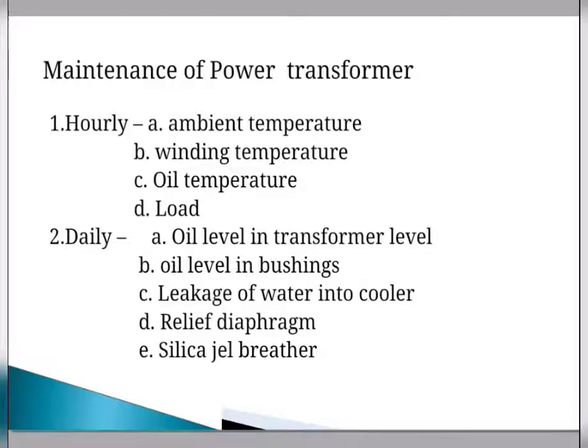silica gel. If the color of silica gel is pink, then change it with an active agent, which has more capability, or more property, to absorb the moisture content. If more moisture content enters into the transformer, it will reduce the dielectric strength of the transformer oil.